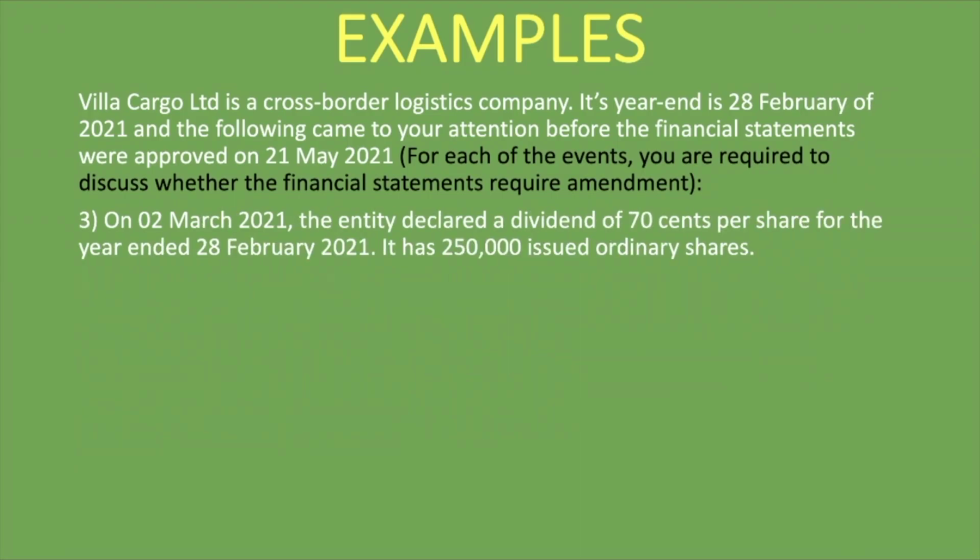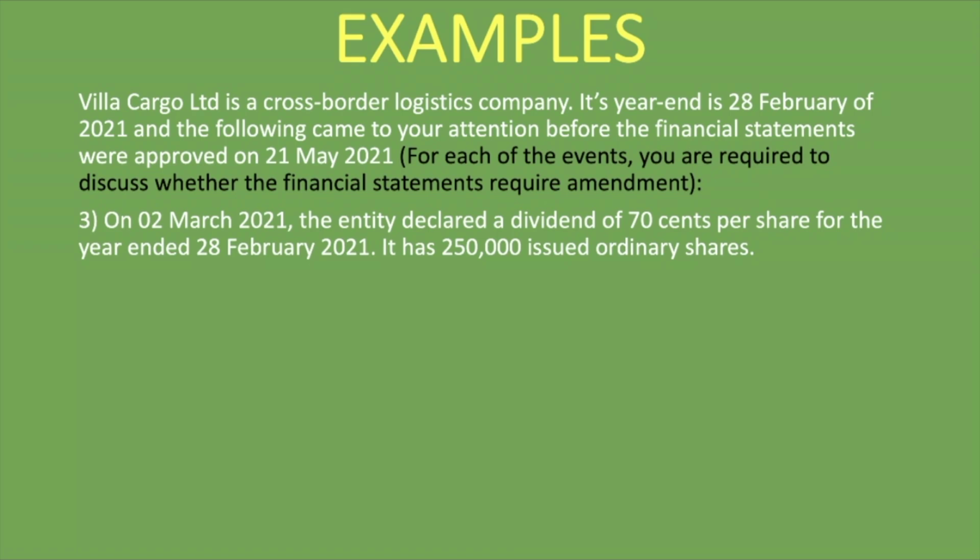Let's look at another example here. On the 2nd of March 2021, which is between our year end and the date of the approval of financial statements, the entity declared a dividend of 70 cents per share for the year ended 28 February 2021. It has 250,000 issued ordinary shares. Again, you can pause the video here, attempt it, and continue once you have. So I hope you have attempted it. What do we do with this one here?